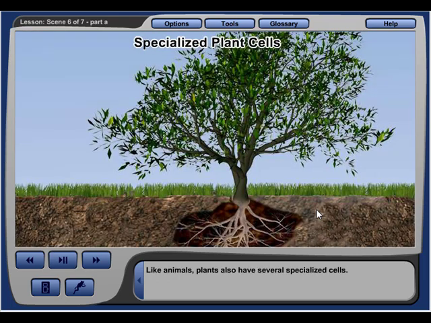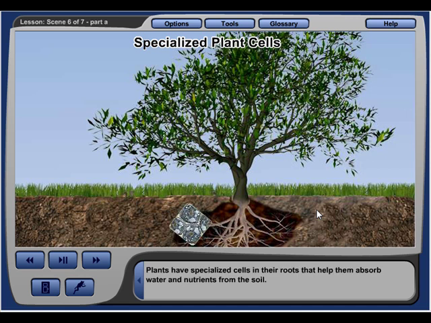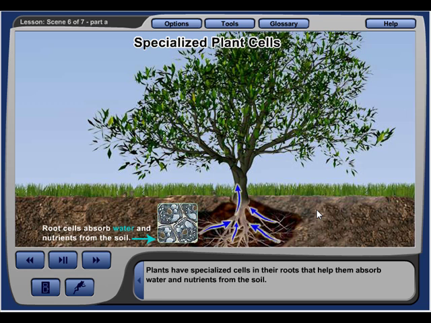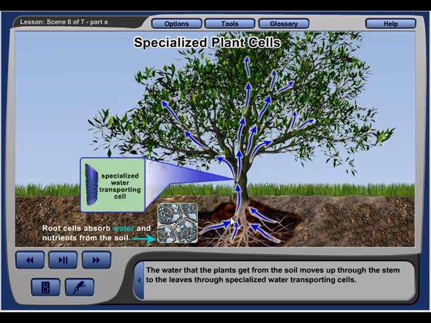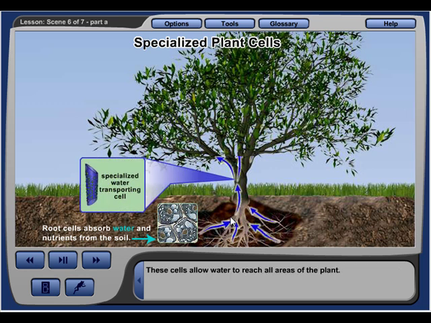Like animals, plants also have several specialized cells. Plants have specialized cells in their roots that help them absorb water and nutrients from the soil. The water that the plants get from the soil moves up through the stem to the leaves through specialized water-transporting cells. These cells allow water to reach all areas of the plant.